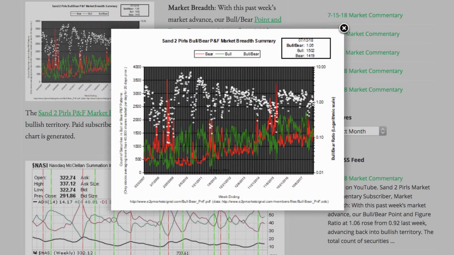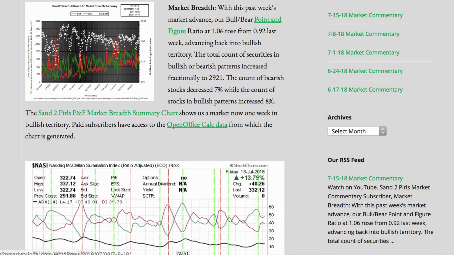Market breadth. With this past week's market advance, our bull bear point and figure ratio at 1.06 rose from 0.92 last week, advancing back into bullish territory. The total count of securities in bullish or bearish patterns increased fractionally to 2,921. The count of bearish stocks decreased 7%, while the count of stocks in bullish patterns increased 8%.